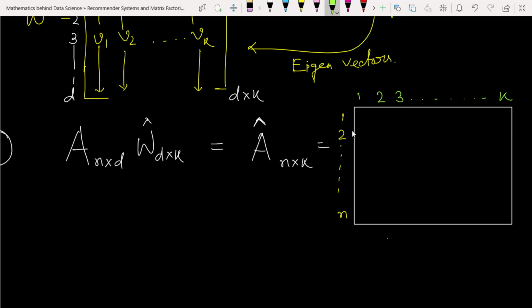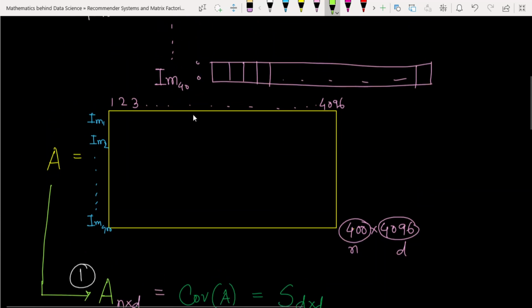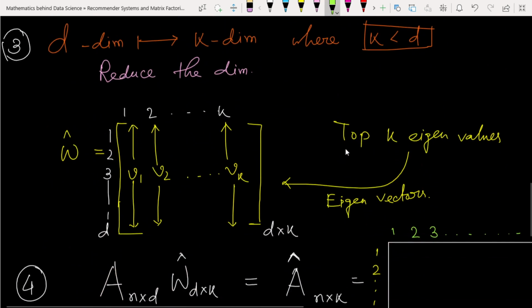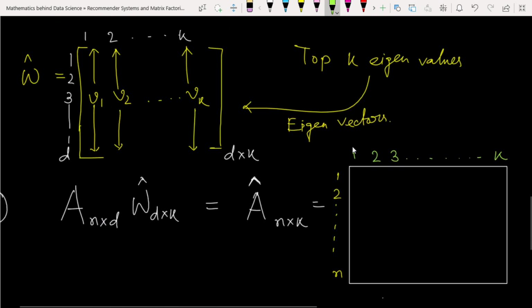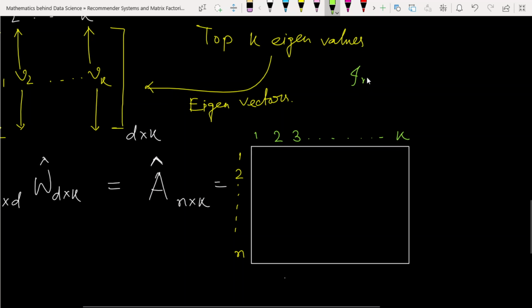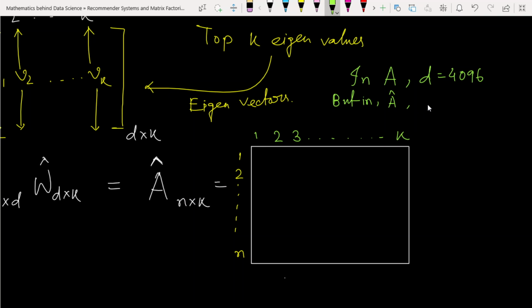First, let's see how many columns are in the original A. The number of columns is 4096, so D is equal to 4096. But in A hat, k is less than or equal to D, a smaller value. So simple, just see it.